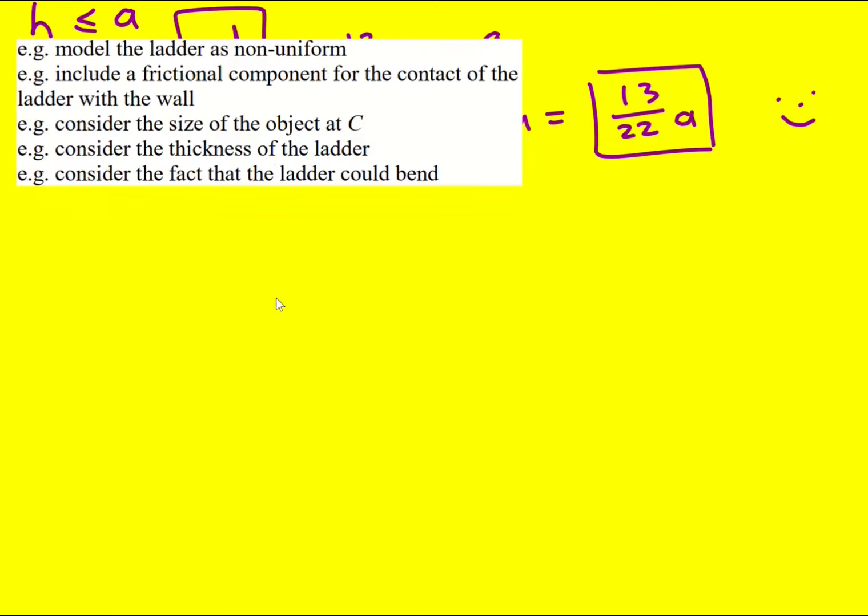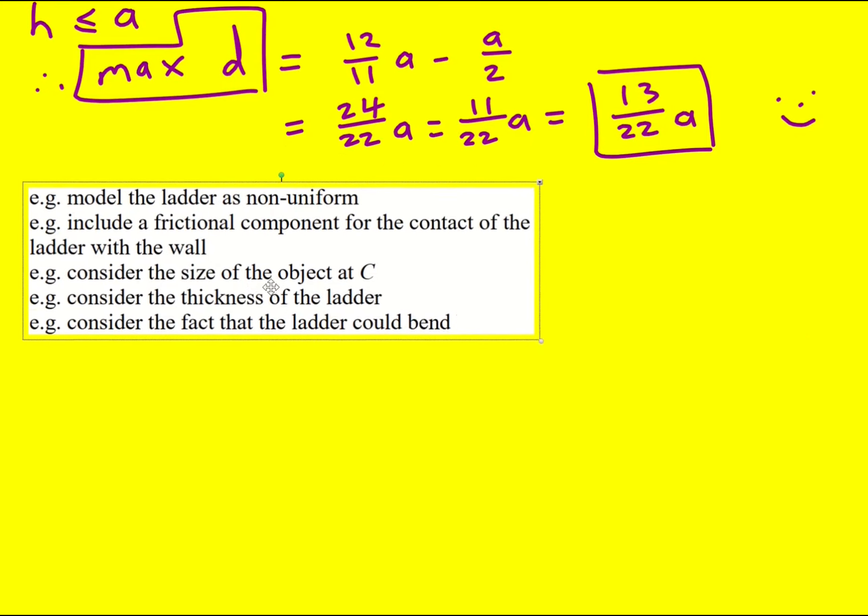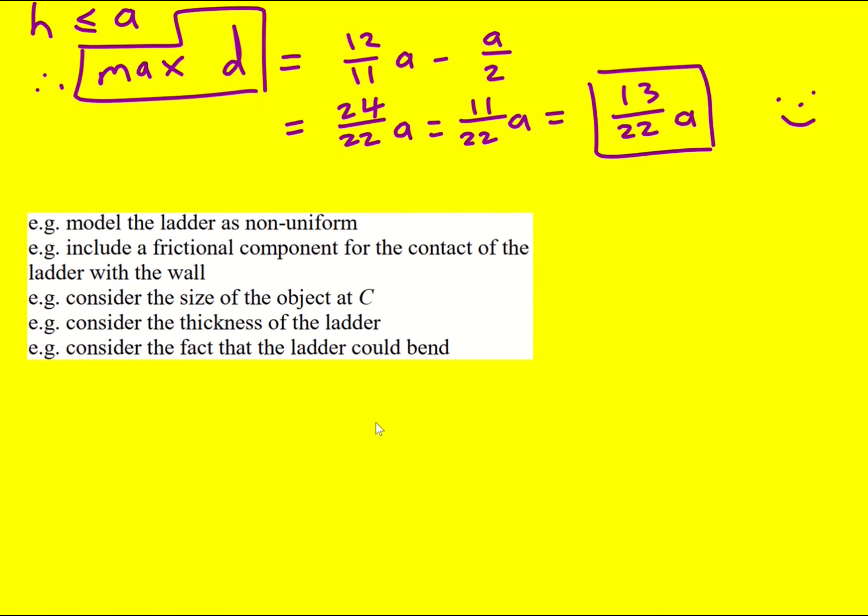Let me just show you the mark scheme. For other ones, it's good at this point to talk about these because as well as solving problems, we're trying to have an awareness of the fact that we are modeling and the assumptions that we've made. So we could model the ladder as non-uniform. This is the one that I said. We could consider the dimensions of the object at C because we've considered it a particle, consider the thickness of the ladder, or allow it to bend.